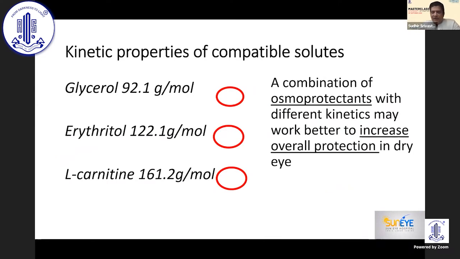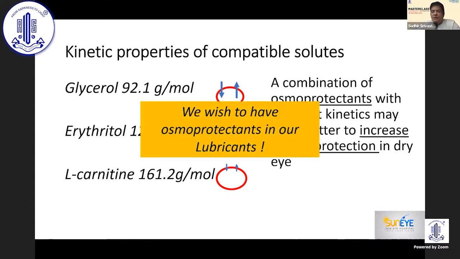Several solutes are there in lubricant eye drops, like glycerol, erythritol, and L-carnitine. Glycerol enters the cell very fast and leaves the cell very fast. Erythritol enters very fast, but it leaves the cell slowly. Similarly, L-carnitine, which needs active transport, enters the cell slowly and leaves the cell gradually. So we need a combination of solutes to make a good lubricant eye drop.